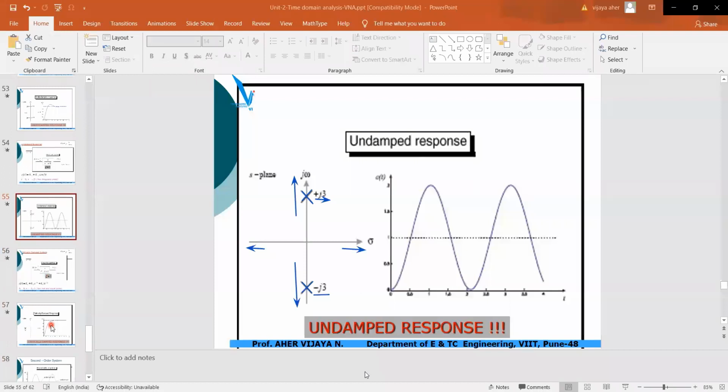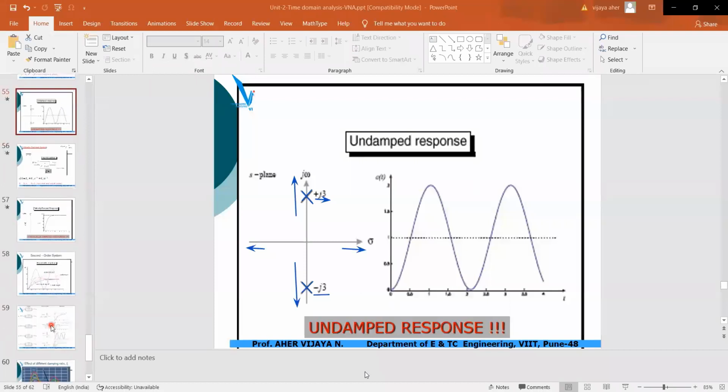Now, moving forward, only one category is remaining. And what is that category? You have observed the response for overdamped system. You have observed the response for underdamped system. Third one I have explained just now, that is when zeta is equal to 0, undamped system. One more is remaining. Fourth one is critically damped response. At that time, zeta is equal to 1. Now let us see the response.